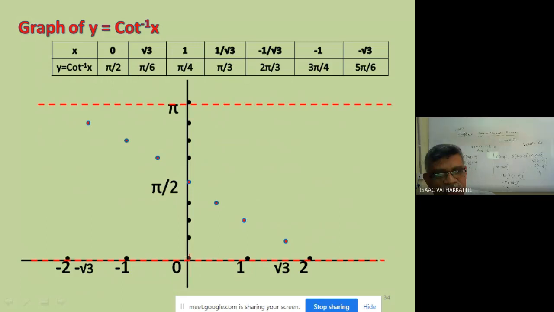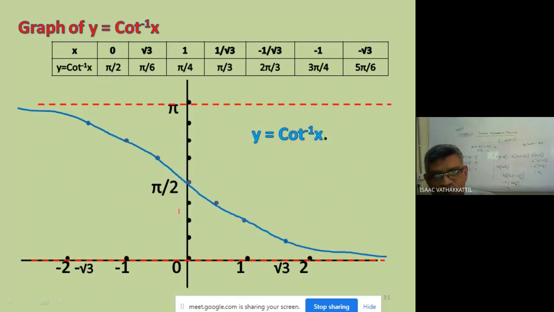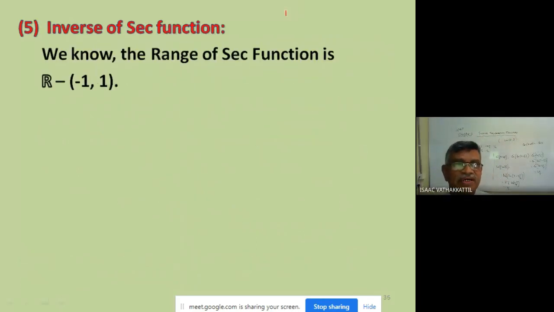It is between 0 to pi, open interval 0 to pi. And plotting the values, the graph of y equal to cot inverse x looks like this. Okay? Further, the inverse of the sec function.